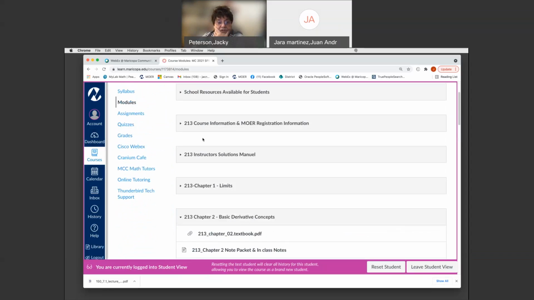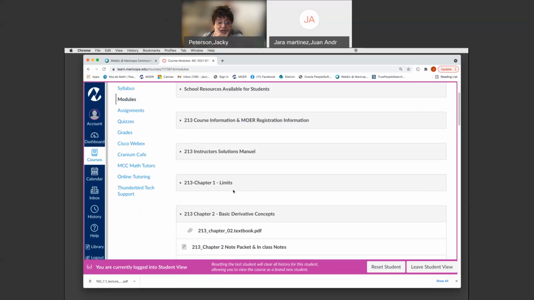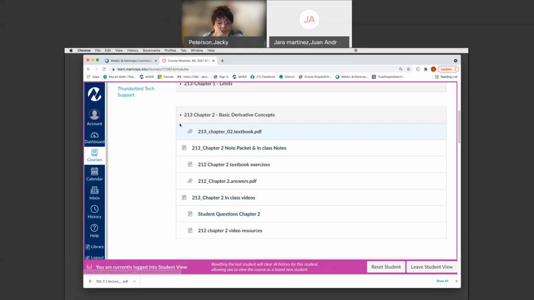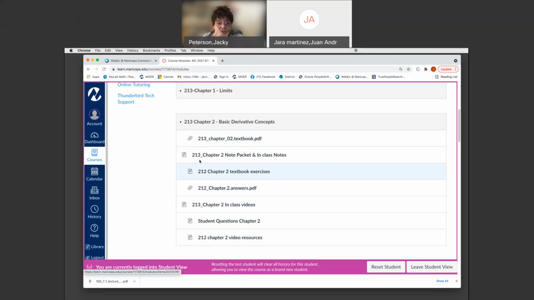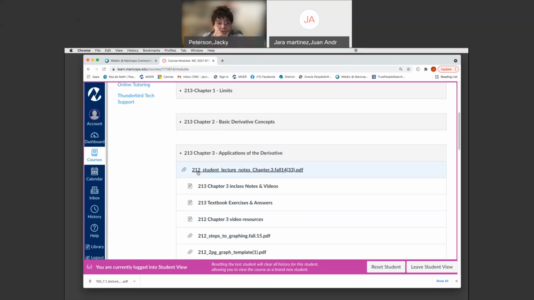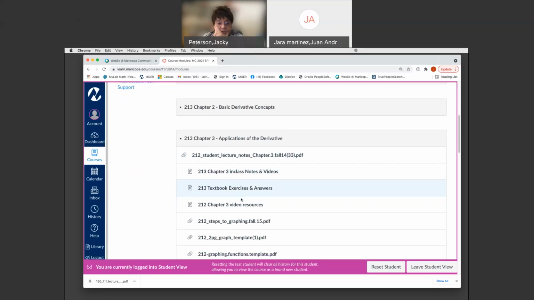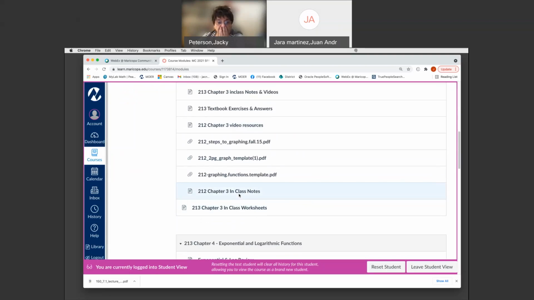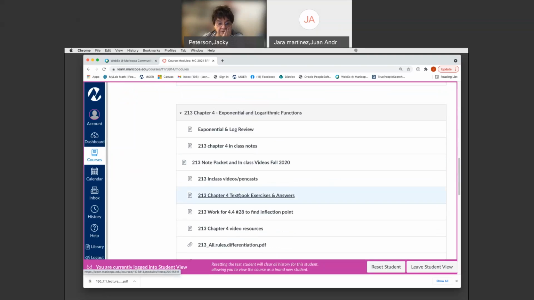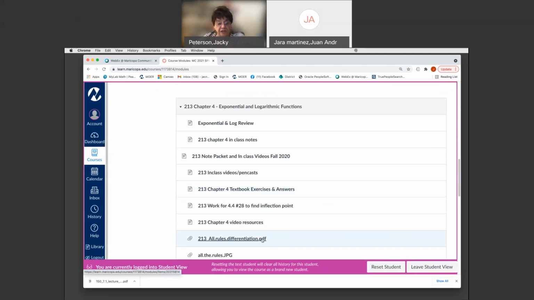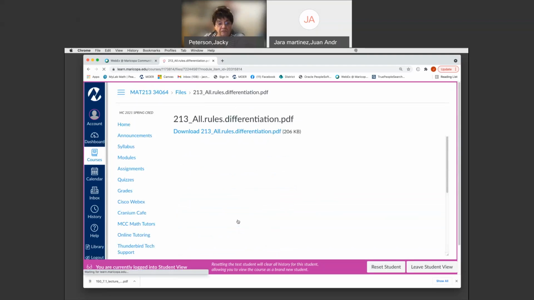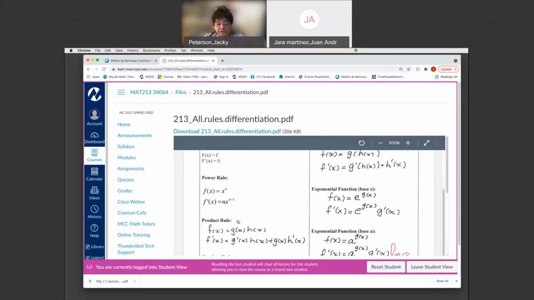If you look, when we started doing derivatives, there's chapter 2 derivatives. And there's chapter 3. Yeah, it looks like it's there. It just looks like I didn't post it. So here's all the rules for differentiation, another chapter 4. Mm-hmm. So if you look under chapter 4, those are all the rules for the derivatives.